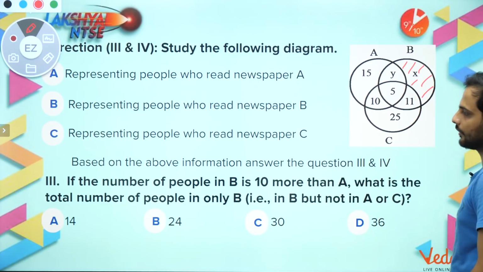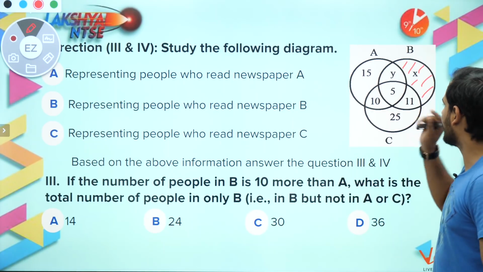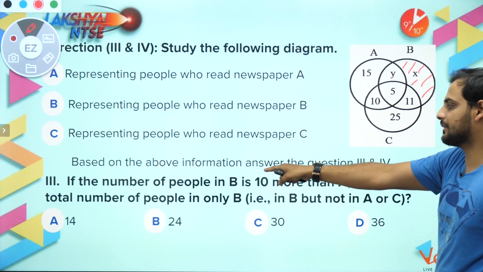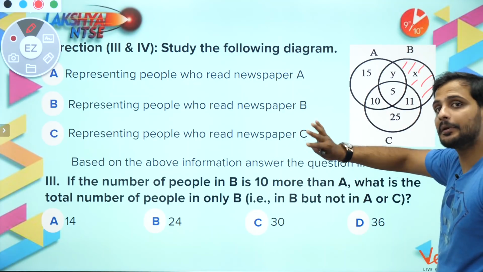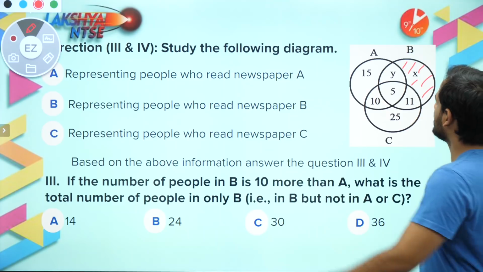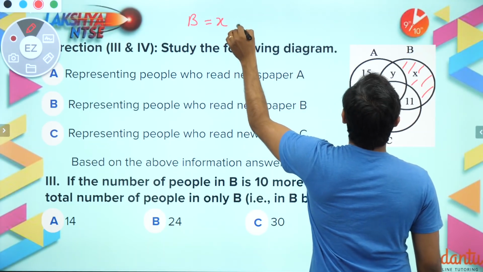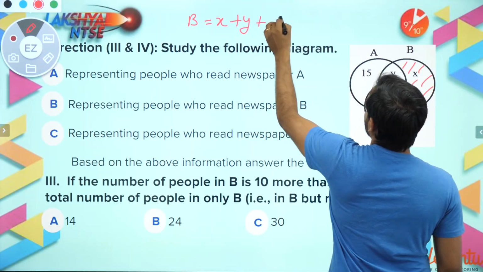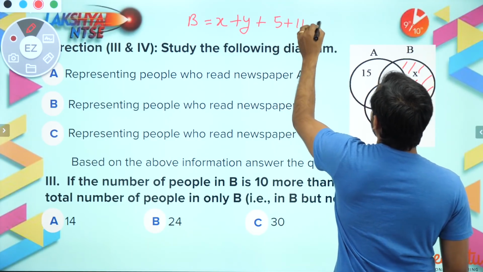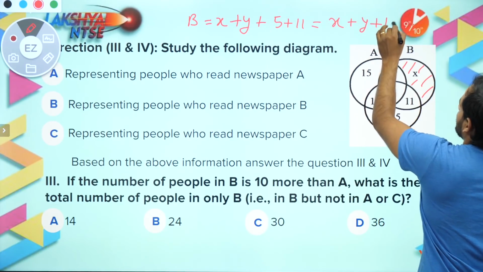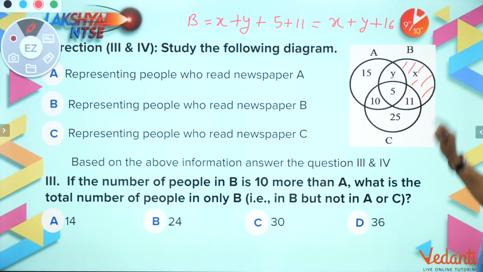What they are saying is the number of people in B. How many people are in B? You will say, sir, X. Now they are not saying the number of people only in B, they are saying the number of people in B. So overall B, how many people do I have? I have total X plus Y plus 5 plus 11, that means X plus Y plus 16. This is the number of people in B.